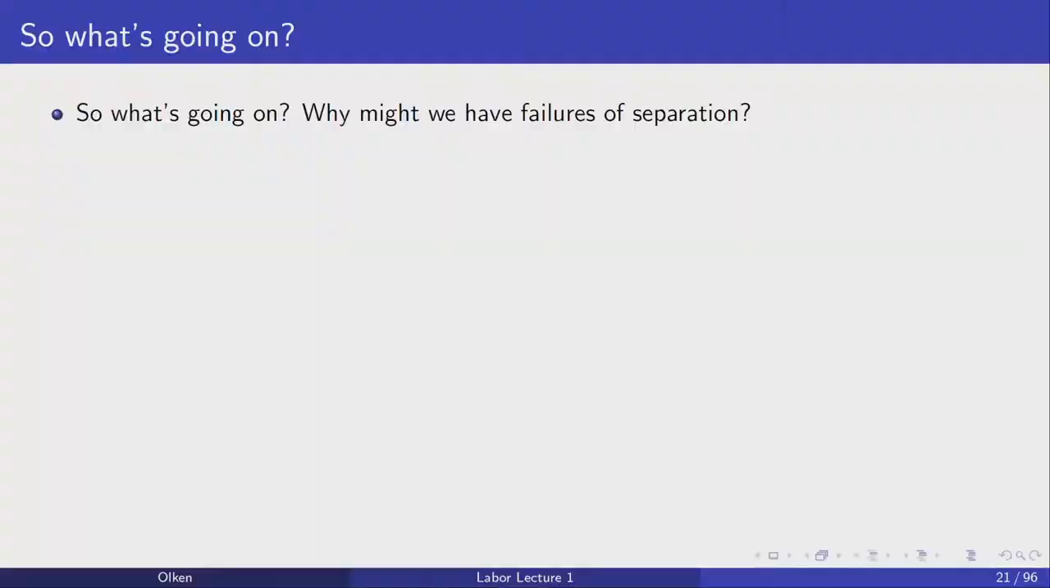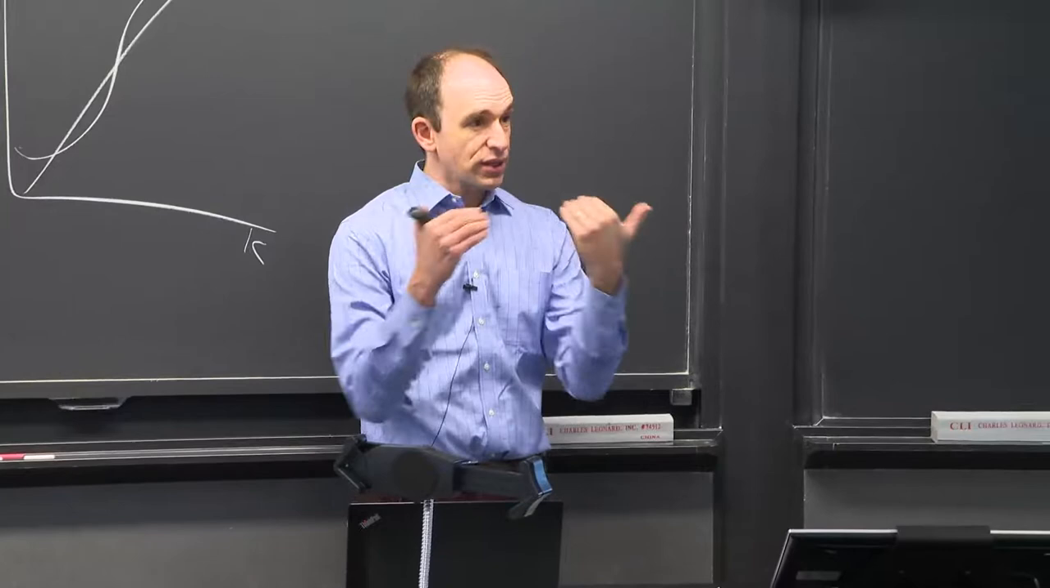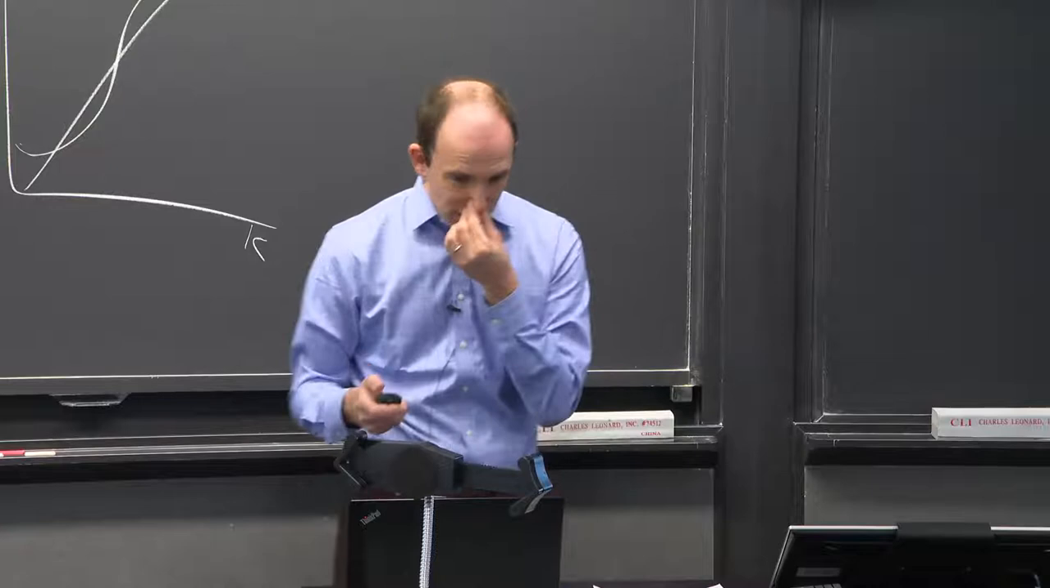So what's going on? If we buy that there are these separation failures, what is going on in these labor markets? Why is this happening? Well, if you think about the theory, it said something is going on that's making these labor markets not clear, right? That was kind of the key. That's why we got these separation failures, right? And so, why?